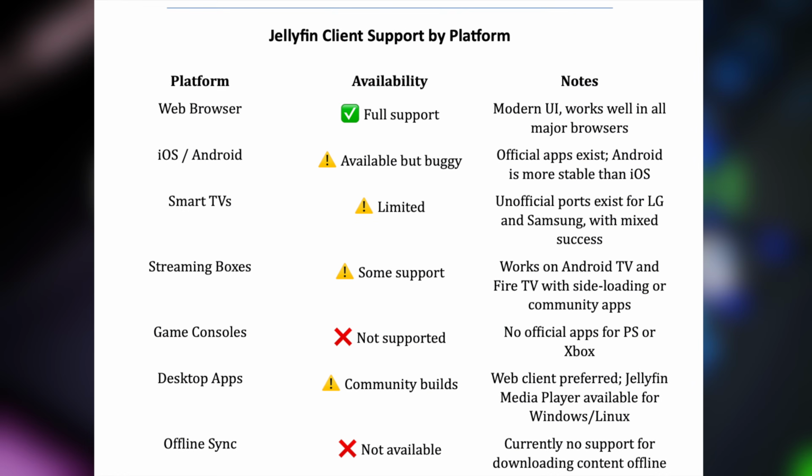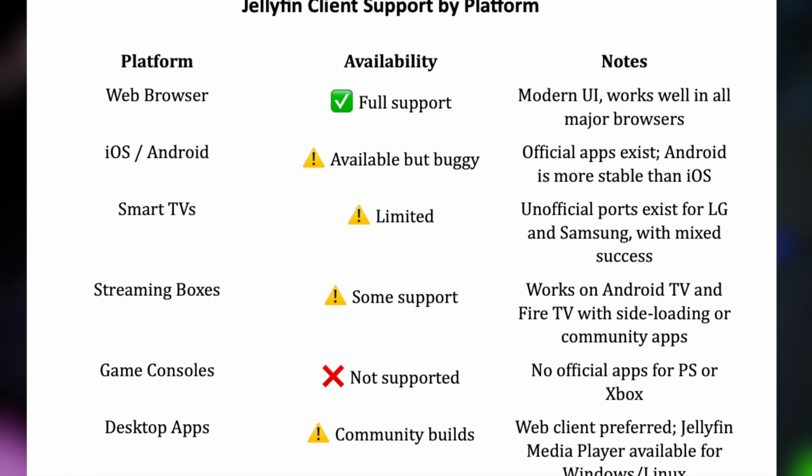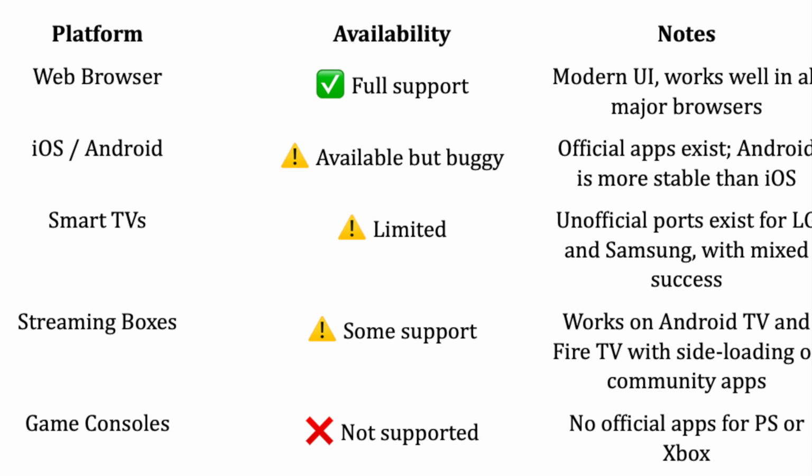Jellyfin, lastly, is completely free and open source. You get full control, no payments, and no data is sent to any outside servers. But you'll trade that for a slightly more complex setup and fewer official apps, especially on smart TVs and mobile. Let us know in the comments which one you're using, or if you're maybe using something else for your media streaming.